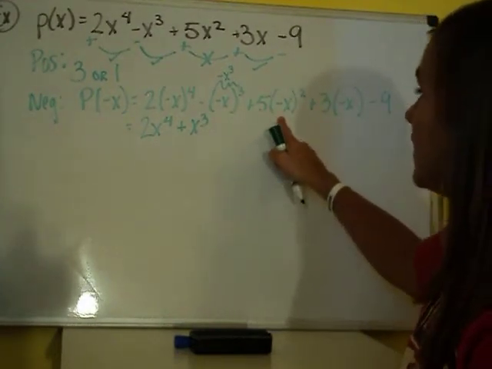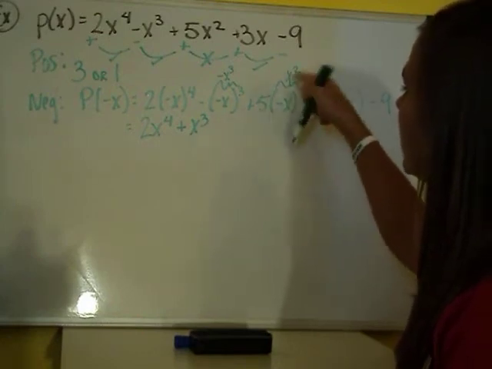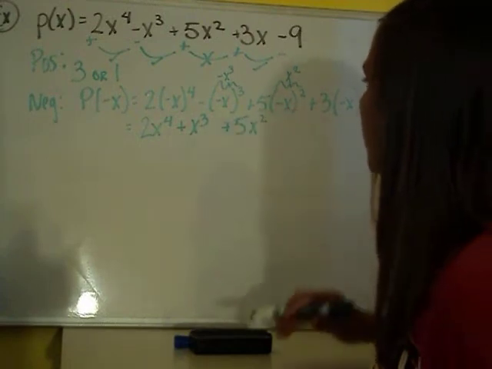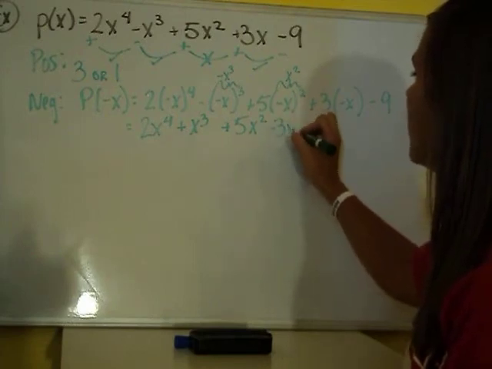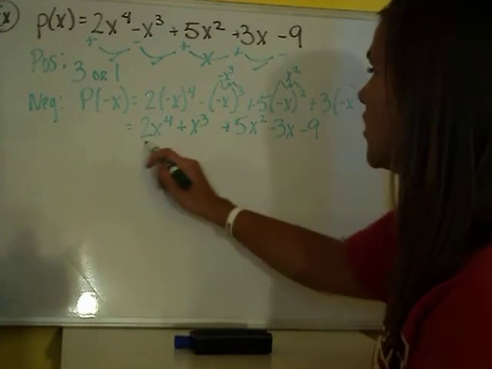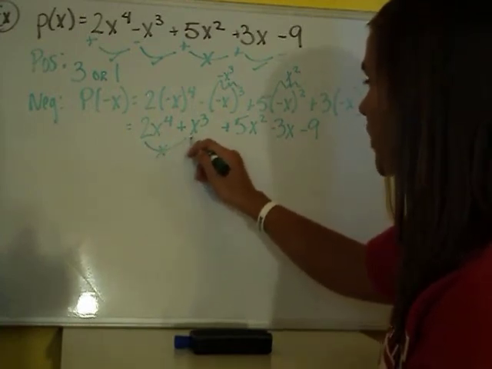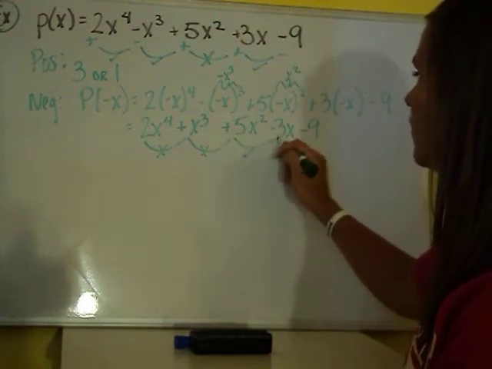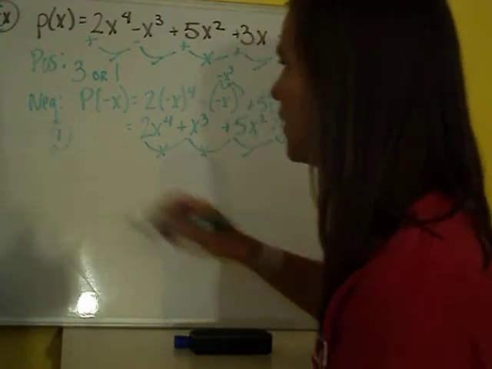I have negative x squared, which is going to give me a positive x squared, times that 5 means that it stays the same, positive 5x squared. And then I have 3 times the negative x, which is negative 3x, minus 9. So looking for sign changes, positive 2x to the 4th to a positive x cubed is no sign change. Positive to a positive, positive to a negative, negative to a negative. So here again, I have 1 with a negative.